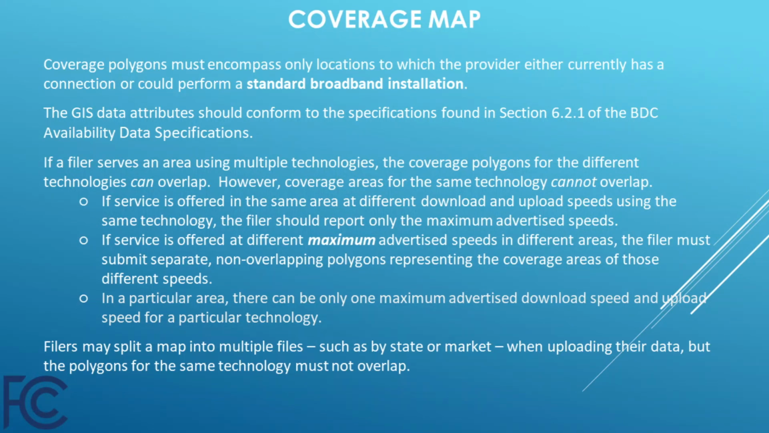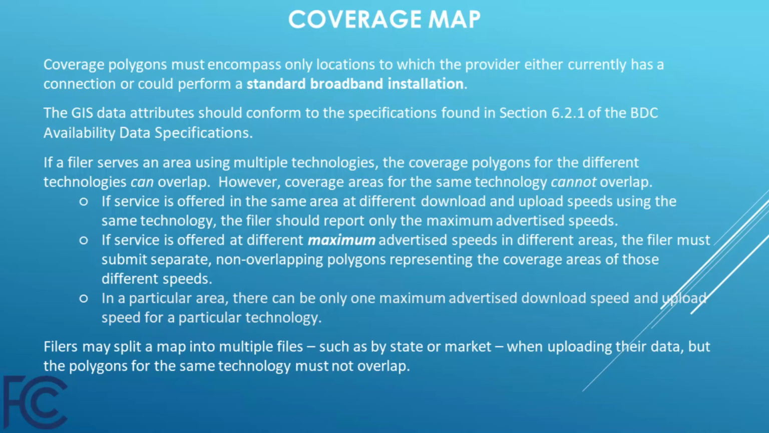If a fixed broadband provider chooses to submit availability data as a coverage polygon, the data file must contain GIS compatible data with polygon geometries and associated attributes. Coverage polygons must encompass only the locations to which the provider either currently has a connection or could perform a standard broadband installation as defined earlier. When filers upload a polygon in the broadband data collection system, the system will display on a map the broadband serviceable locations from the fabric that overlap the polygon. Therefore, we encourage polygon filers to access and use the fabric to see which locations are overlapped by their coverage area polygon.